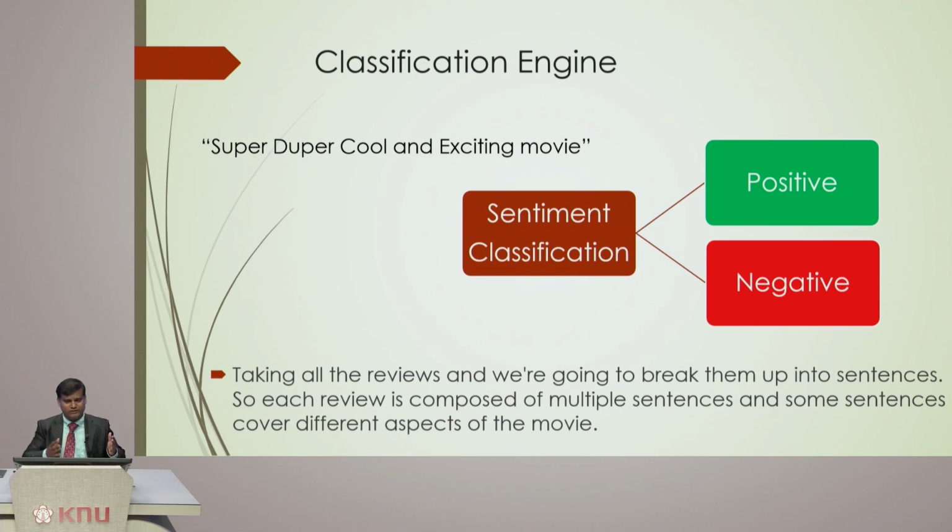You have all the paragraphs, break them into sentences. Each review is composed of multiple sentences, and some sentences cover different aspects of the movie. As we have seen, some sentences say the movie has some specific storyline, some say the movie climax is not good, or the movie climax is good, and so on. So they are covering specific aspects of the movie. We are going to break up all these sentences, and then look word by word to see whether each word gives us a positive note or not.